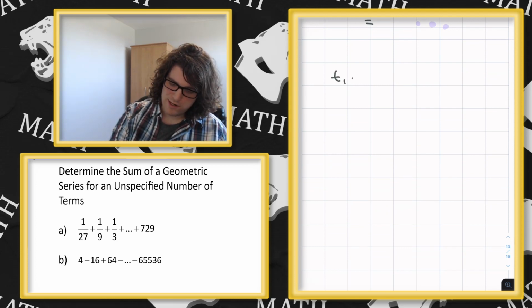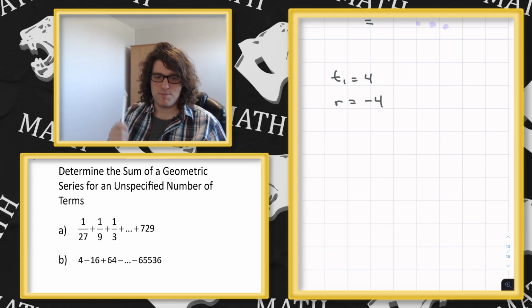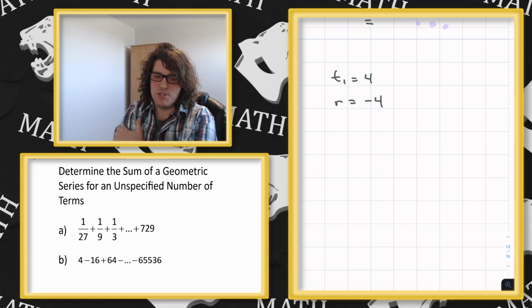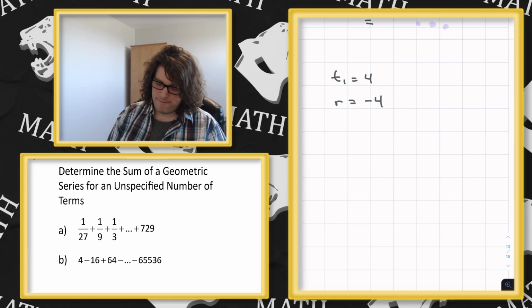Obviously, T1 is equal to 4, and the common ratio is -4. So it flip-flops, and this series actually goes positive, negative, positive, negative, positive, negative, positive, negative. It ends on a negative, so we would expect the sum to be negative. If it ended on a positive, we could expect the sum to be positive.